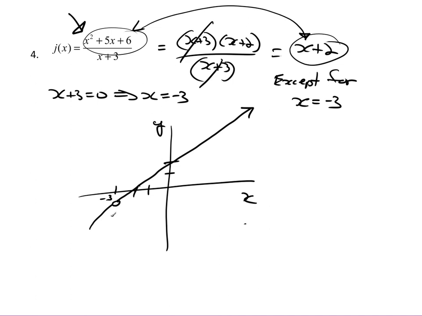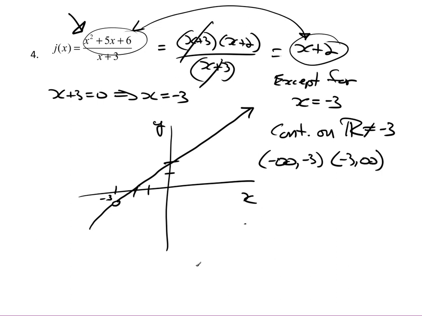So that's my point of discontinuity. So this function is in fact discontinuous at x equals negative 3. So this would be continuous on all real numbers not equal to negative 3. Or you could say negative infinity to negative 3, negative 3 to infinity. Either way, you're describing the same thing.